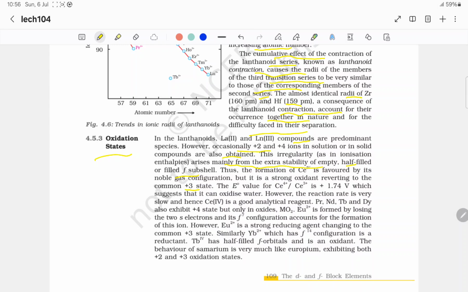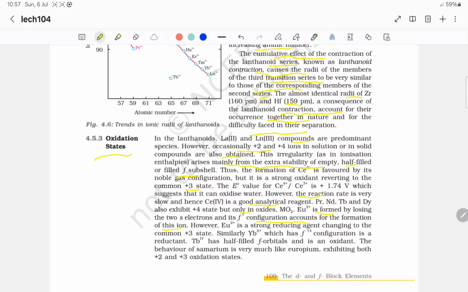The E° value for Ce4+/Ce3+ is +1.74 V, which suggests that it can oxidize water. However, the reaction rate is very slow and hence Ce4+ is a good analytical reagent. Here Pr, Nd, Tb and Dy also exhibit the +4 state, but only in oxides. Eu2+ is formed by losing the two 6s electrons, and the f7 configuration accounts for the formation of this ion.